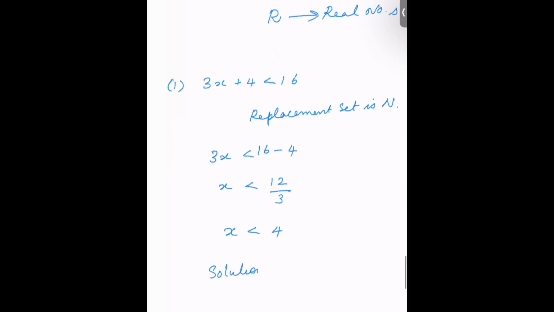1, 2, 3. Yes. So solution set is actually the possible values that x can take. Natural numbers start with 1: 1, 2, 3, 4, etc. Now, my solution is x less than 4. So the possible values x can take are only 1, 2, 3. You should write it in the form of a set like this. So the solution set is {1, 2, 3}.